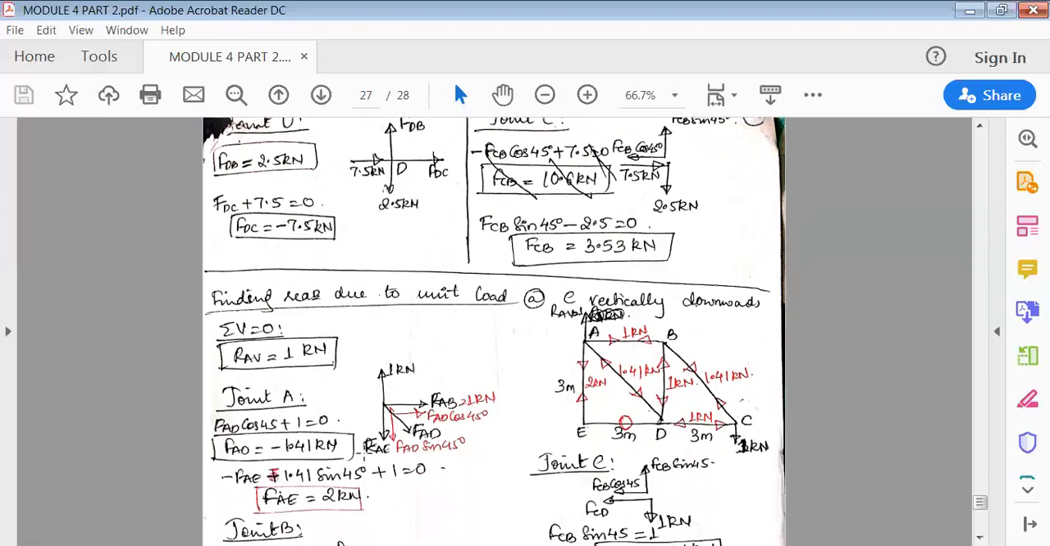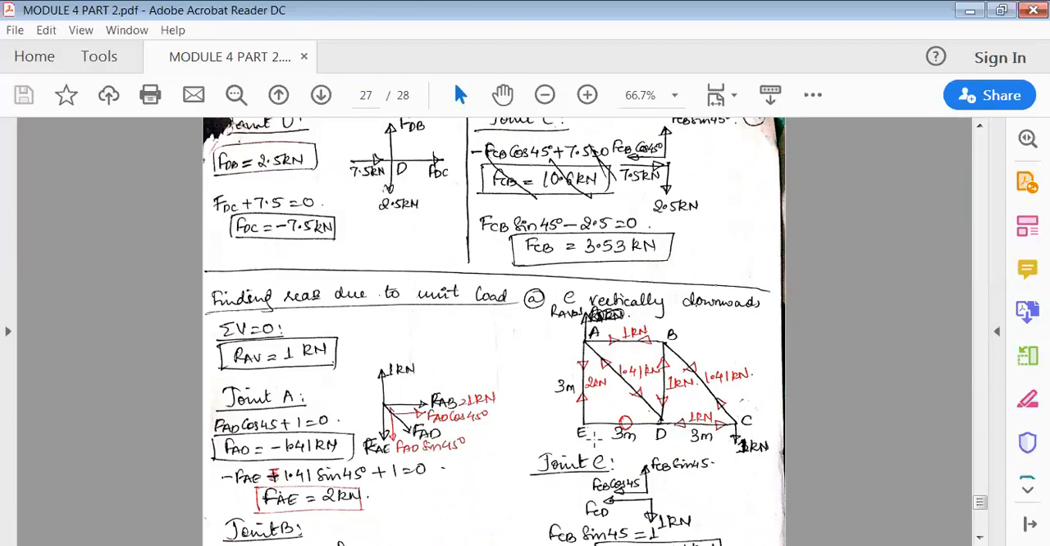So once you find all the forces in this method of joints, next what to do, they have asked you to find the vertical displacement or vertical deflection at C. Okay, so at C they have asked you to find. So at this point, what you're supposed to do is remove all the loads, draw the truss again, remove all the loads, and just show 1 kilonewton force here.